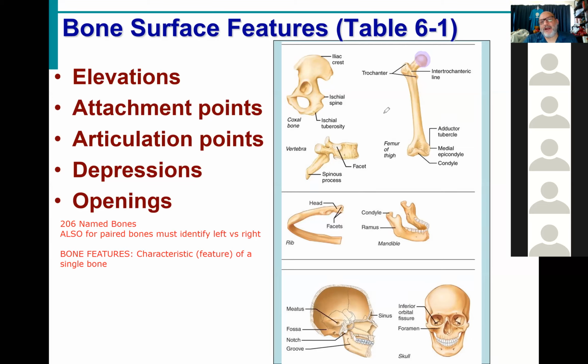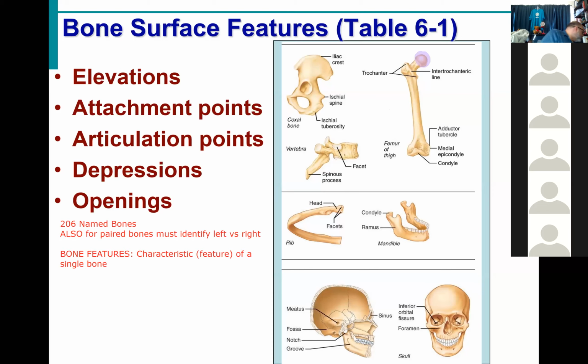Anyone know what that big round bone feature happens to be called? If you want, you can cheat and look ahead on your study guide for the femur and guess. The ball socket. Close. It forms a ball and socket joint, but the name of the bone feature is the head. It's the head of the femur. Not all of them are going to be that easy, but that is a characteristic of a single bone.